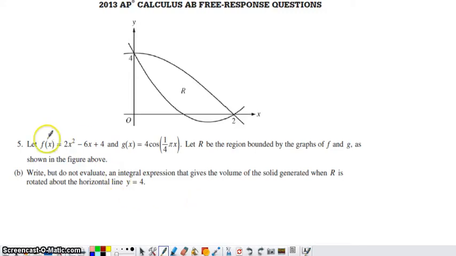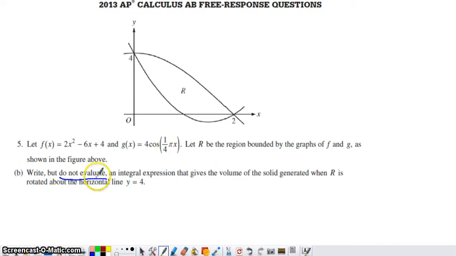So here's part B, problem number 5 from the 2013 AB exam. They've given us this region R, and in part B they want us to write but not evaluate. This happens quite a bit in the free response questions on AP exams. They want you to set up an expression but not actually evaluate it, and that saves you a considerable amount of time as long as you catch that phrase in the directions.